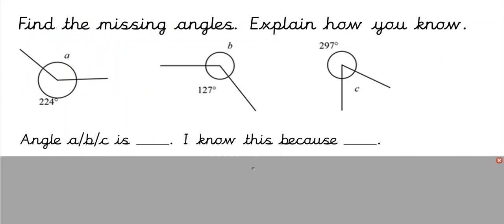Okay, so for this one, you need to find the missing angle and explain how you know. So I would like you to use this sentence stem. So angle A, B, or C is however much you've calculated it at. I know this because what type of angle is it and how did you do your working out? Okay, so you've got to explain how you know. Pause the video and have a go.